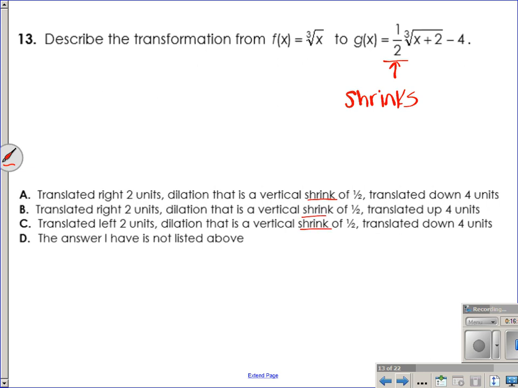So now we got to look at our shifts. Remember, your shift with the x is your left or your right. And since that one is always opposite, if it's plus 2, that means left 2. So the only option that says that would be C. But let's double check the last part. The plus k at the end is your vertical shift, and it's true. So if it's minus 4, that means down 4. And option C does say that. So we're good. Answer for number 13 is C.